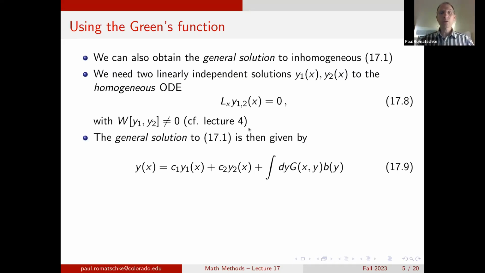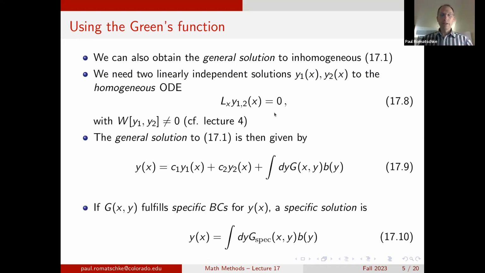The general solution to the differential equation is then given as the integral over the Green's function and the linear combination of the functions y1 and y2, which constitute the homogeneous solution. We can also write a specific solution with specific boundary conditions for the function y of x by imposing the boundary conditions on the Green's function g of x and y. So if we have such a Green's function that obeys the specific boundary condition, then the specific solution y of x is just an integral over this specific Green's function with these particular boundary conditions.